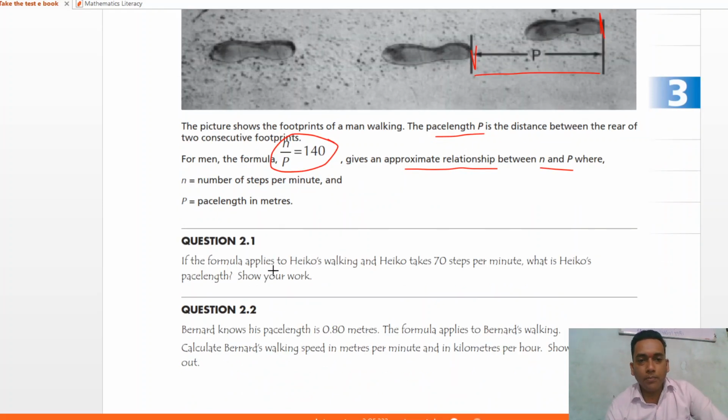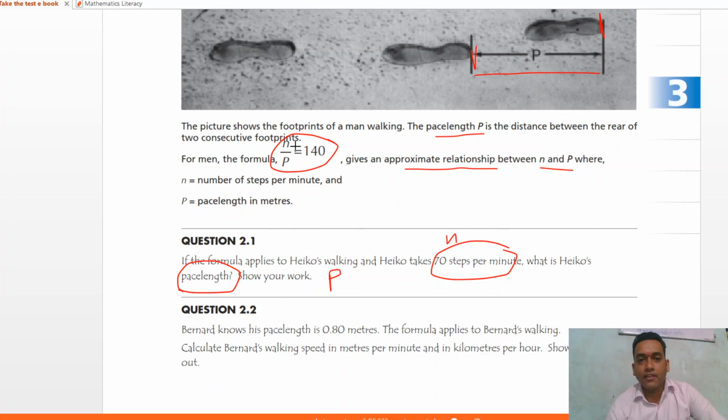If the formula applies to Hiko's walking and Hiko takes 70 steps per minute. So what is this 70? See, steps per minute is n. So n is 70. What is Hiko's pace length? So pace length is asked. Pace length means p. What is p? This is the question. Now we'll just apply the formula and we will get the answer.